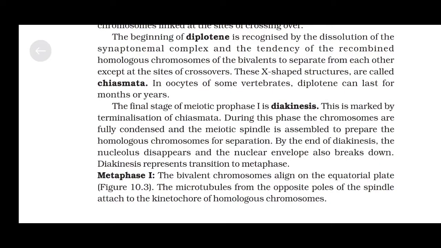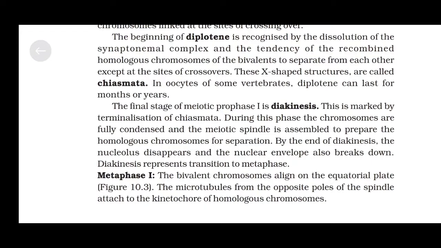The final stage of the meiotic prophase 1 is diakinesis. This is marked by terminalization of chiasmata. During this phase, the chromosomes are fully condensed and the meiotic spindle is assembled to prepare the homologous chromosomes for separation. By the end of diakinesis, the nucleolus disappears and the nuclear envelope also breaks down. Diakinesis represents the transition to metaphase.